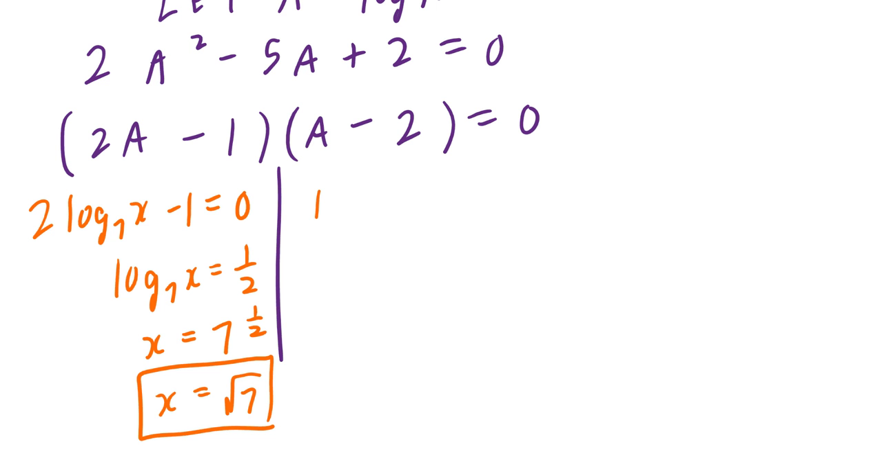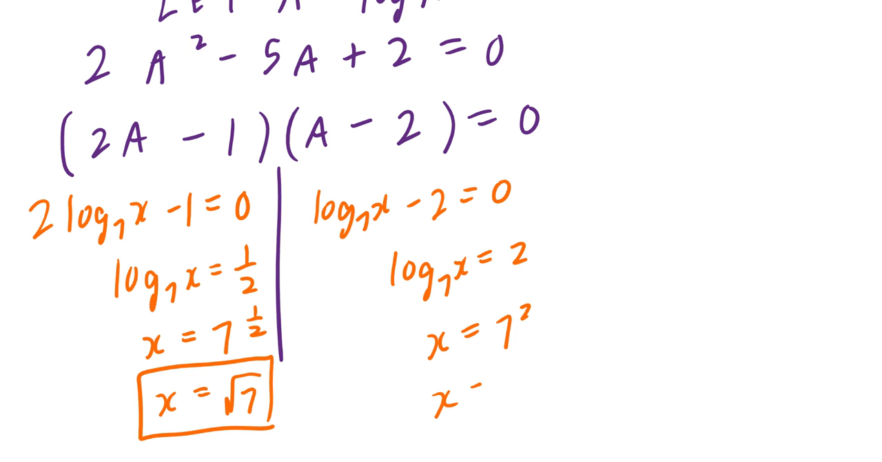In the second column, same idea. Log base 7 of x minus 2 equals 0. Log base 7 of x equals 2. Again, x equals 7 squared. x equals 49. Now, normally we stop here, but you really want to go back and double check your work.